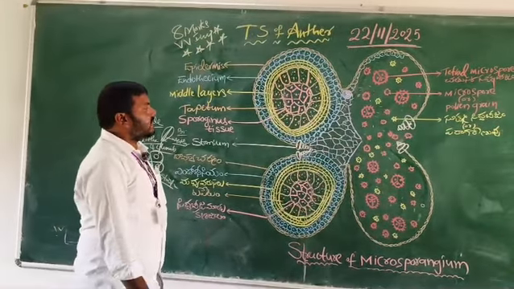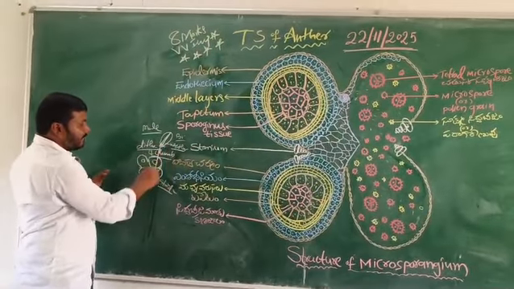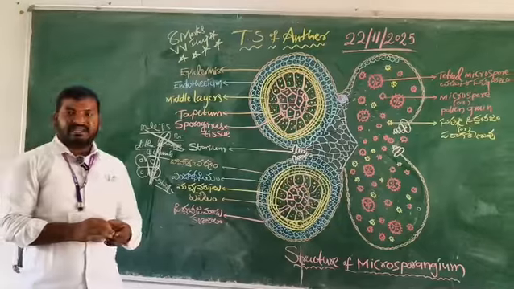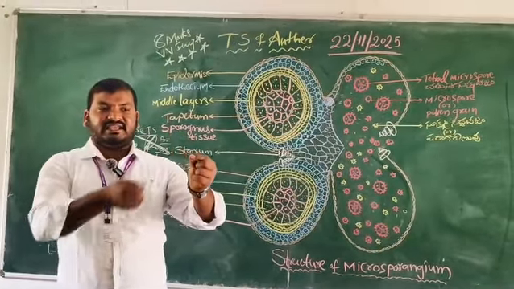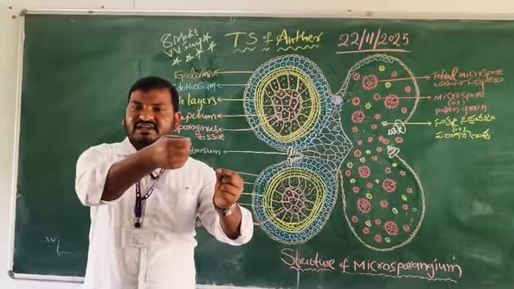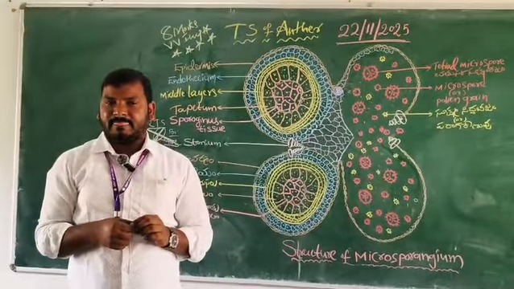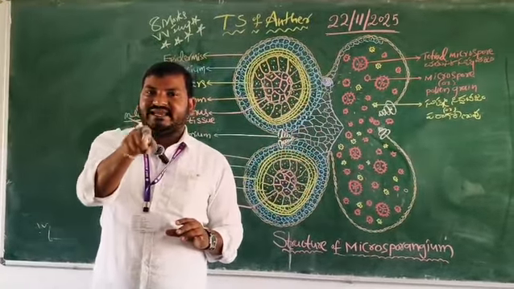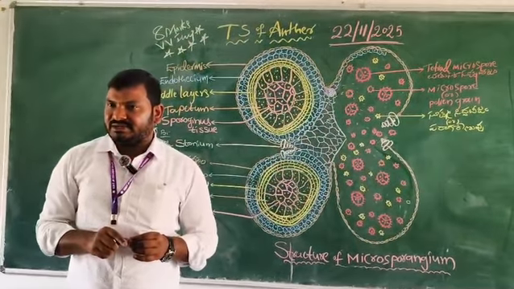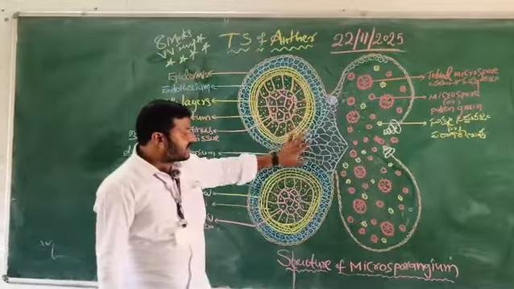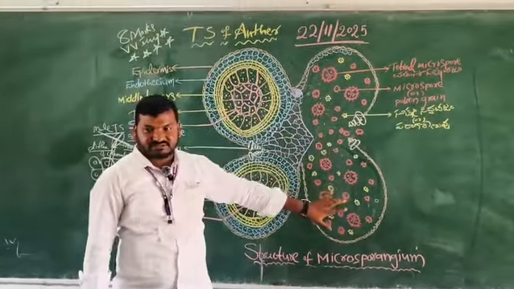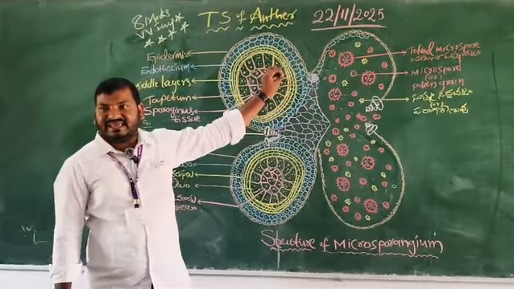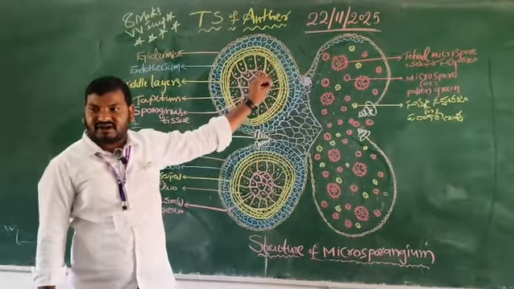Okay, right? So when you cut this anther into a transverse section, the meaning of transverse is that the anther is cut horizontally. After cutting, if you observe under the microscope, there are some layers surrounding each microsporangium. Those layers make the wall.